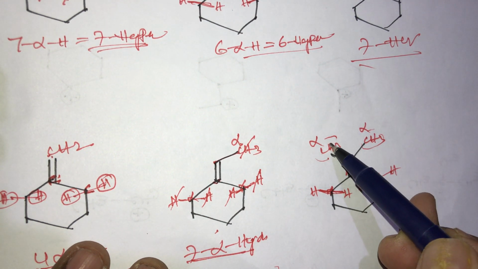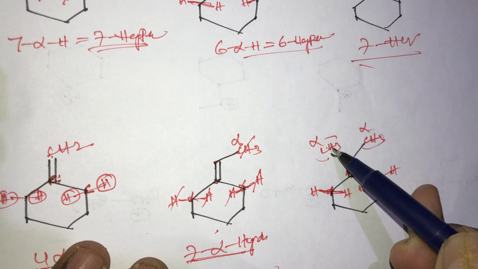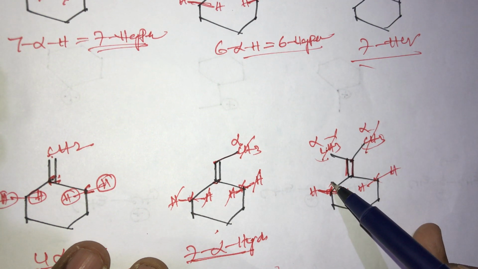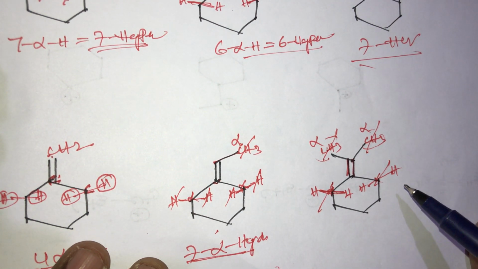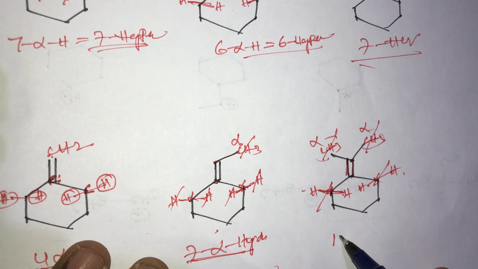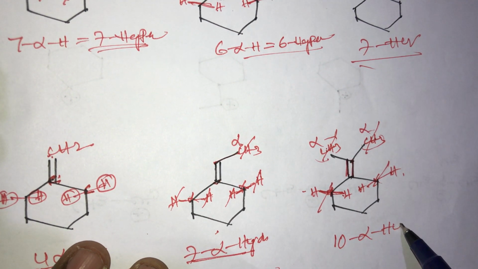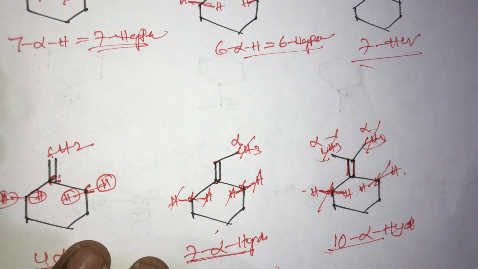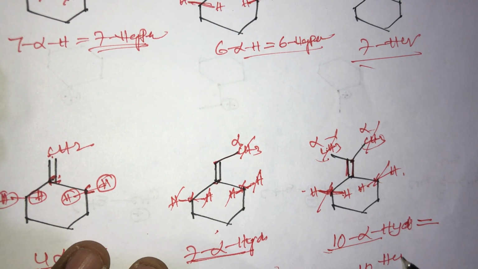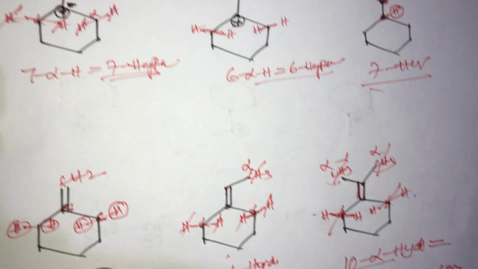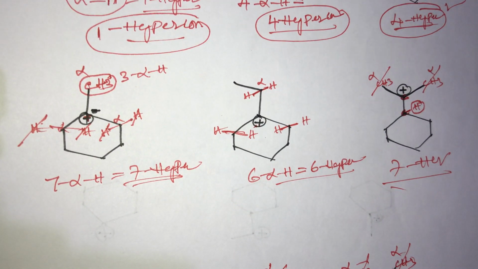Each alpha carbon: this alpha carbon contains 3 alpha hydrogens, here also 3 alpha hydrogens, here also 3 alpha hydrogens, and here 2 alpha hydrogens, here also 2 alpha hydrogens. Total 3 plus 3, 6, 7, 8, 9, 10. Total 10 alpha hydrogens are present. So these 10 alpha hydrogens equal 10 hyperconjugates. Students, this is very important for JEE, NEET and other competitive exams.